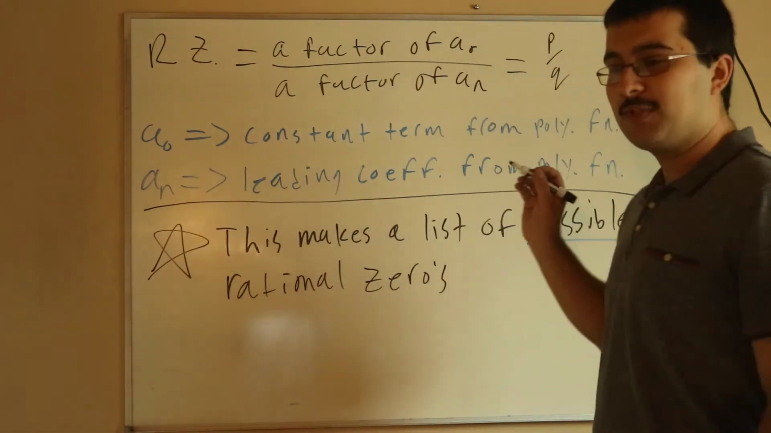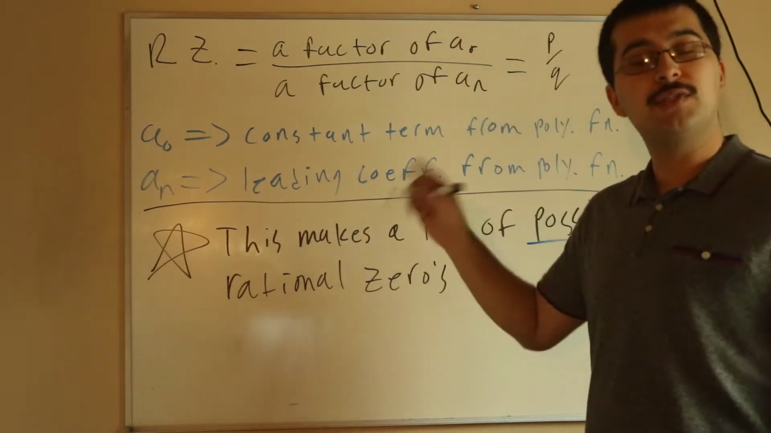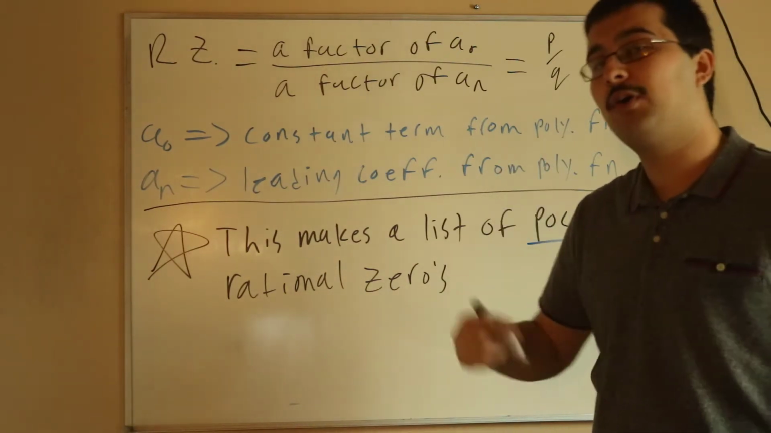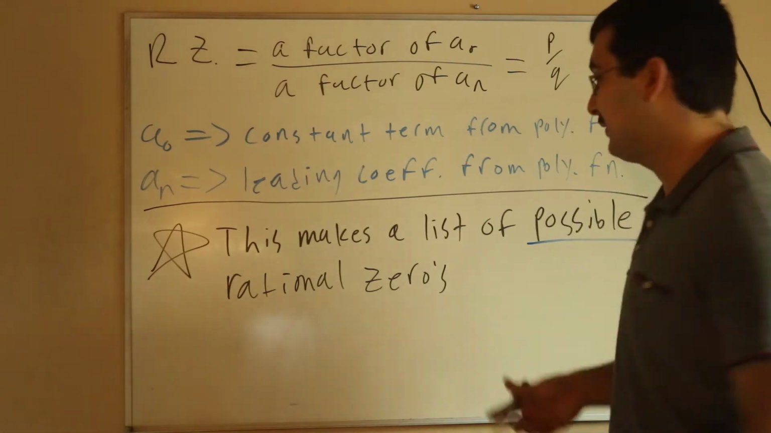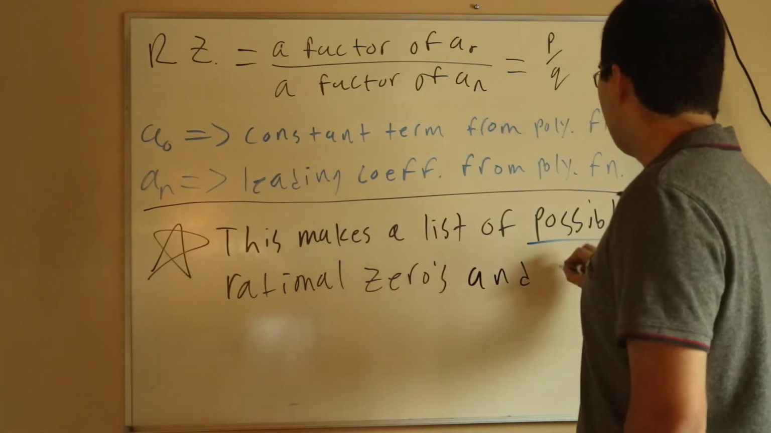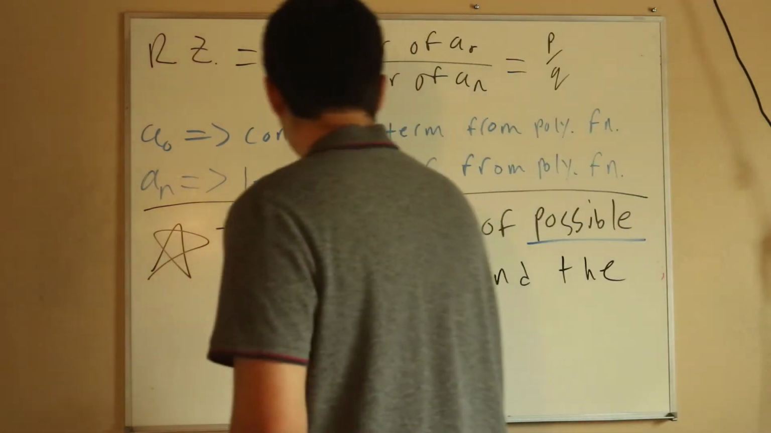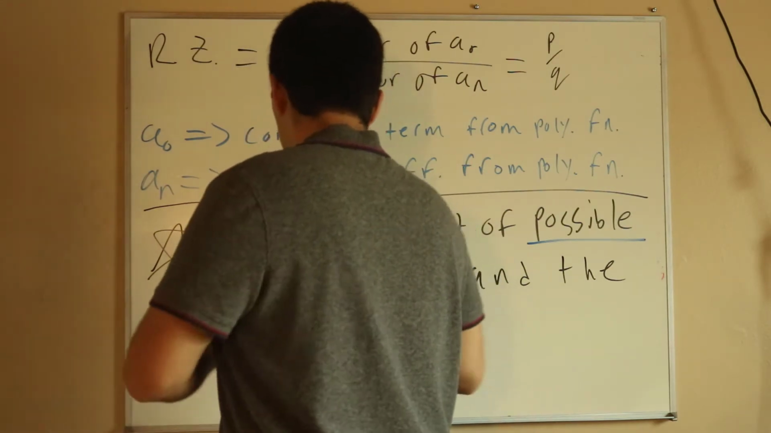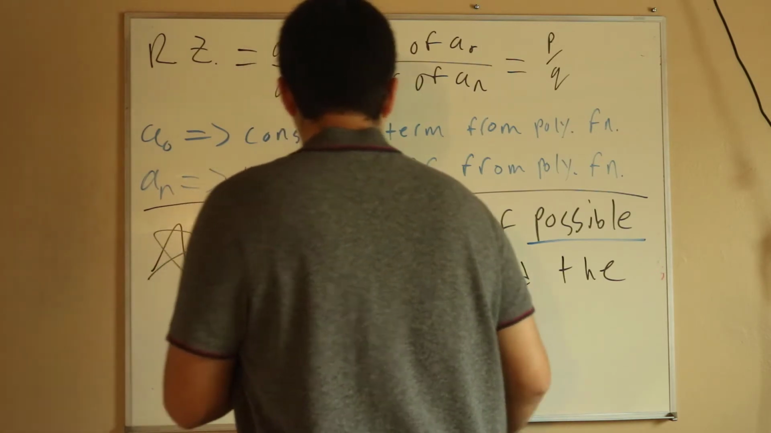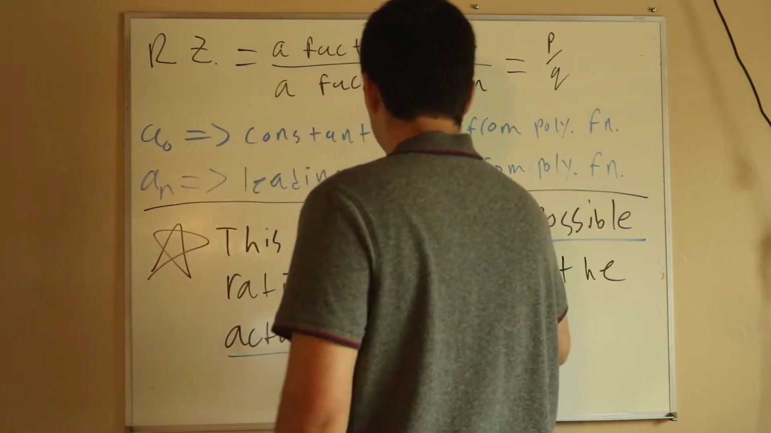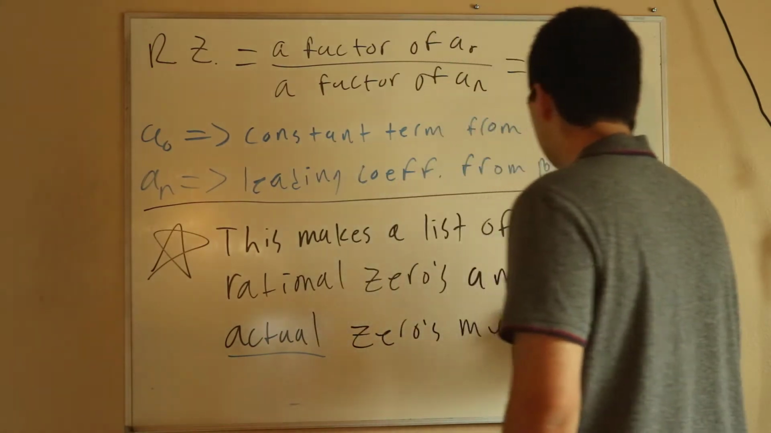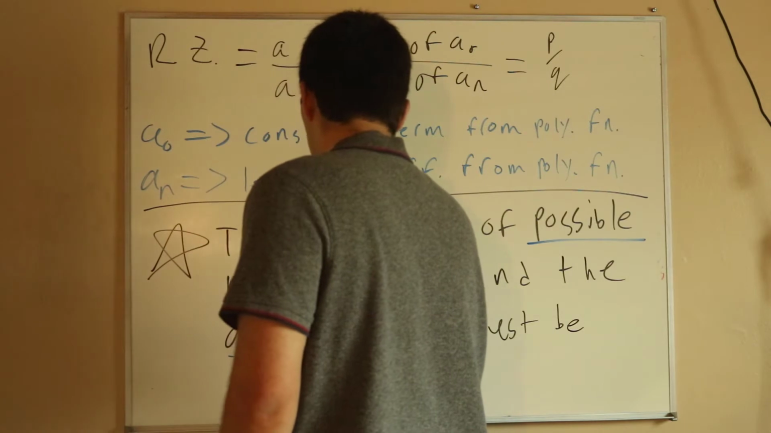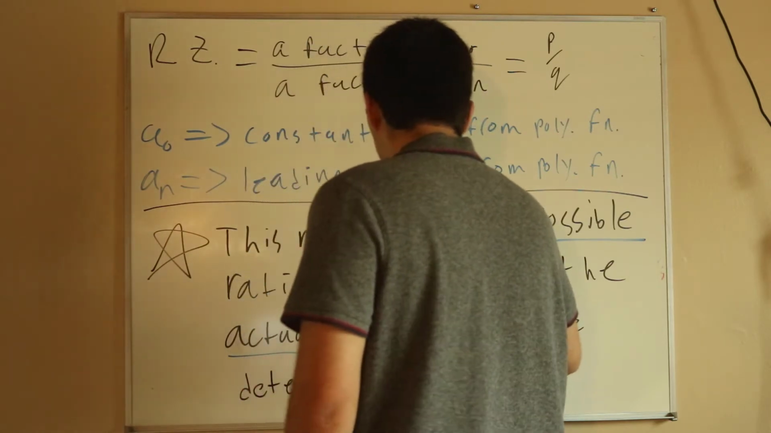All right, so that is not to say that every number we're going to make using this test is actually a zero of the polynomial function. We need to determine that. The actual zeros must be determined by trial and error.